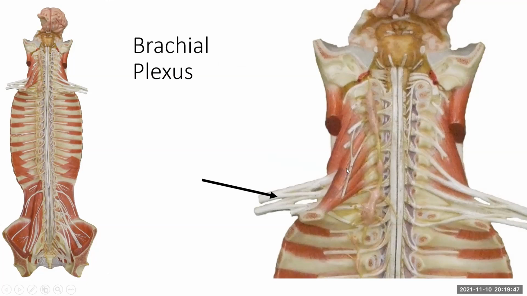Here you can see the brachial plexus. You can see it much better over on the right side here. The brachial plexus is going to be that grouping of nerves that are going to innervate your upper extremity. Obviously, brachial meaning arm, so the brachial plexus there.